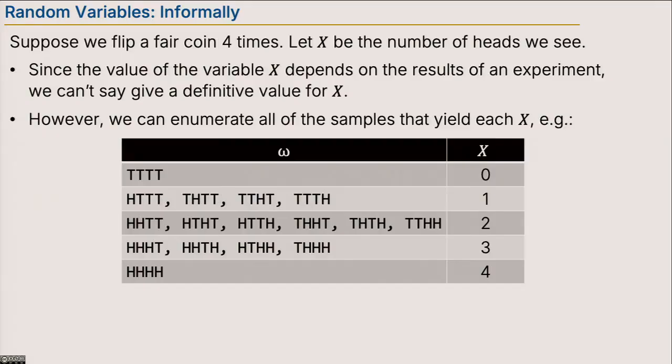Okay, so let's start working our way towards what a random variable is formally. I think you have a sense of what they are in a fuzzy, informal manner. So let's say we flip a coin 4 times, and x is the number of heads that we see. Since the value of x depends on the result of an experiment, I can't give you a specific value, but I could enumerate everything possible. So there's 4 tails up top. There's HTTT, THTT, TTHT, and TTTH.